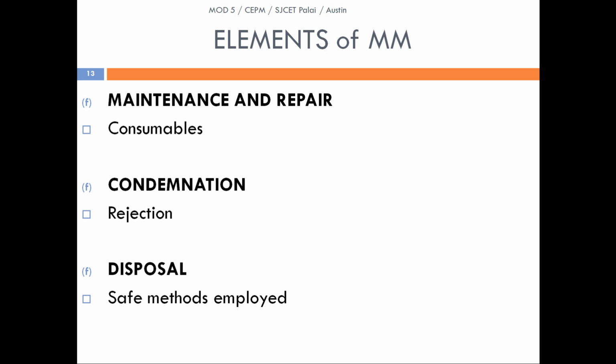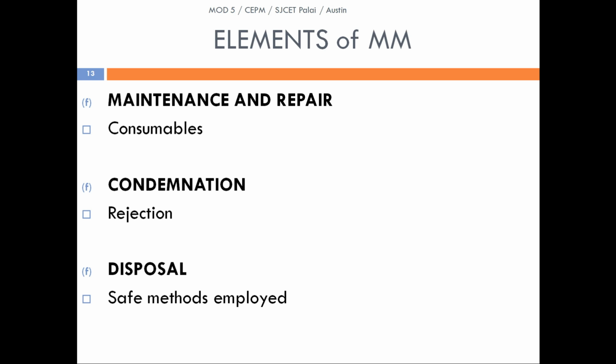The next one will be maintenance and repair. So once the direct materials are being processed, there may be some maintenance or repair required for the indirect materials or the spare parts which make this process happen. So those have to be carried out properly. Next one is condemnation. Sometimes some materials have to be rejected when they do not maintain the required quality or standards. So those have to be rejected properly, which is the next element of material management.